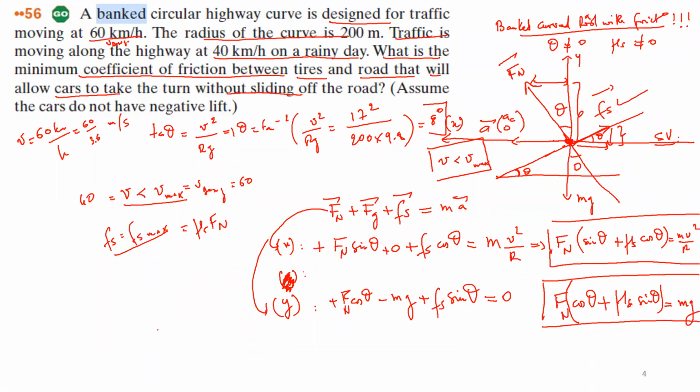So now let me take the ratio x divided by y. Basically, this is the x equation, this is the y equation. You see the Fn goes away, and I will end up with sine theta plus mu s cosine theta divided by cosine theta.